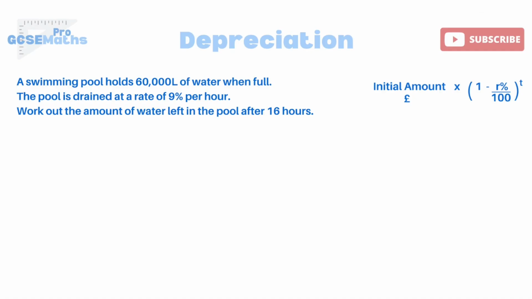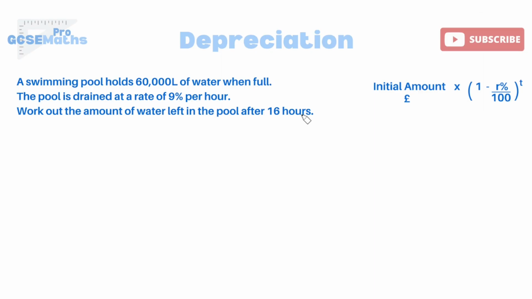Now we've got depreciation, which, as you can see, the formula is basically the same, except we now have a subtract instead of an add over here. This one obviously in itself isn't on the formula sheet. You just have to adjust the compound interest formula with the subtract. So a swimming pool holds 60,000 litres of water when full. The pool is drained at a rate of 9% per hour. Work out the amount of water left in the pool after 16 hours.